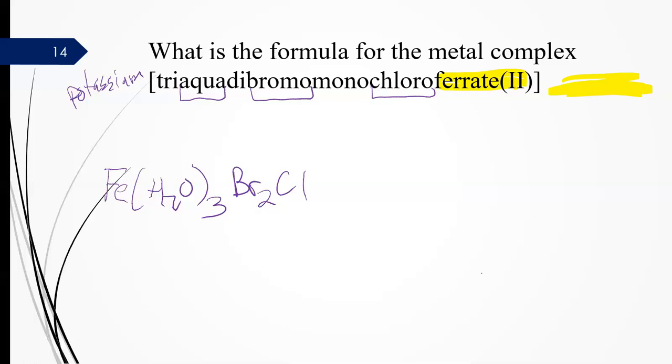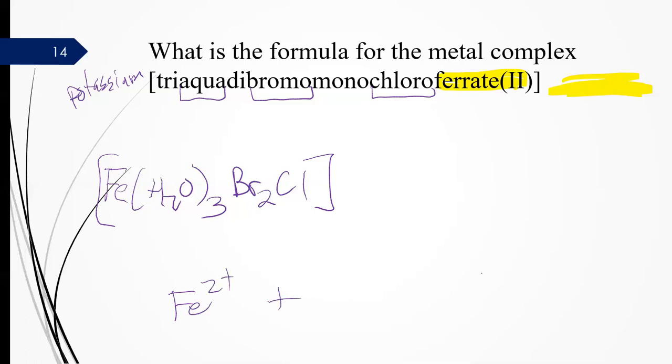So this is what we have right now. And because it's all a complex, we can bracket it. And so what are we missing so far? There's one last part that we should have on this. What was that? The Roman numeral or the charge? The charge, right? Roman numerals are only in the name, but we do need to think about the charge. So our iron is a 2+. So -1.